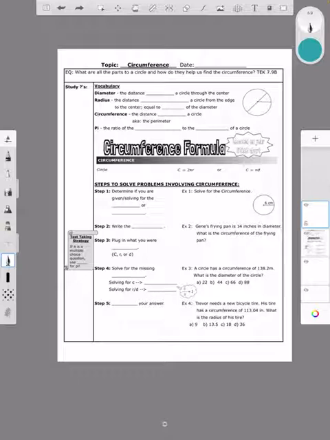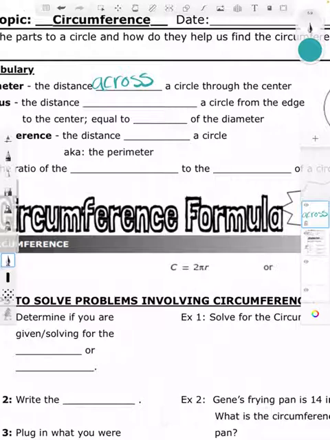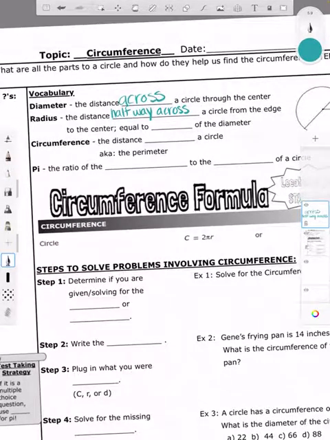All right, so we're going to start off with our vocabulary. Our first word is diameter. The diameter is the distance across, so the distance across a circle through the center. The next word is radius. The radius is the distance halfway across, from the edge to the center, equal to half of the diameter.